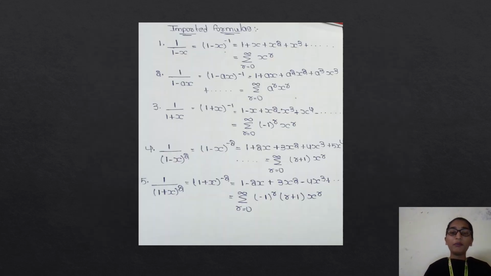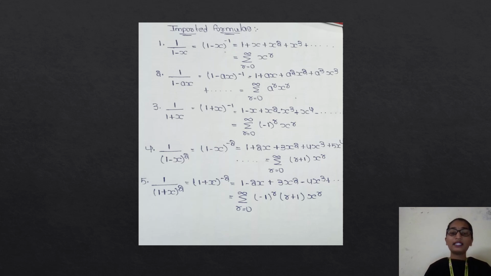Important formulas. 1/(1 - x) = (1 - x)^(-1) = 1 + x + x^2 + x^3 + and so on. Here we can write this formula as summation r = 0 to infinity of x^r. 1/(1 - ax) = (1 - ax)^(-1) = 1 + ax + a^2 x^2 + a^3 x^3 + and so on. Here we can write this as summation r = 0 to infinity of a^r x^r.